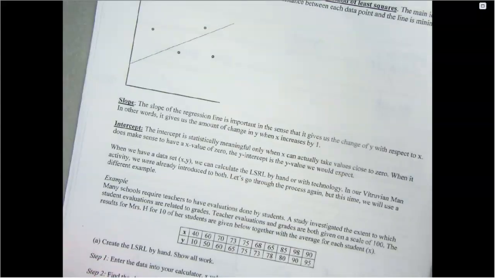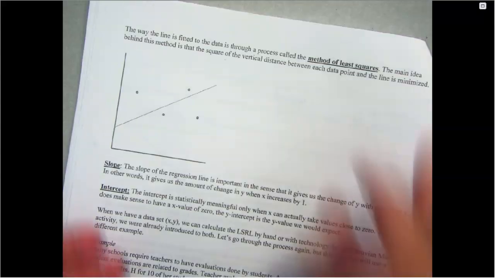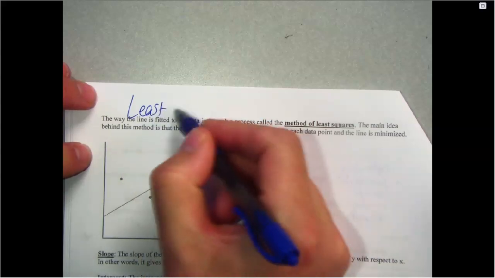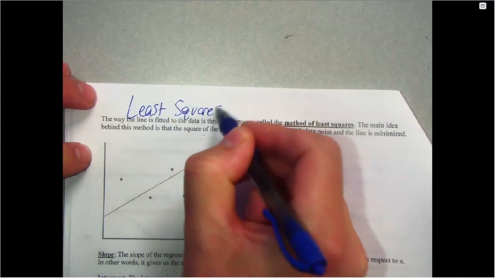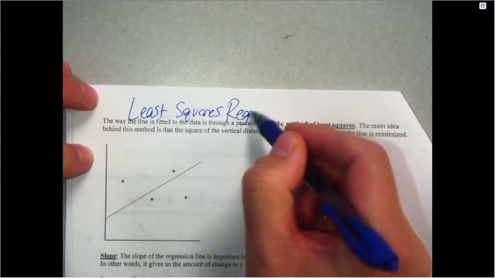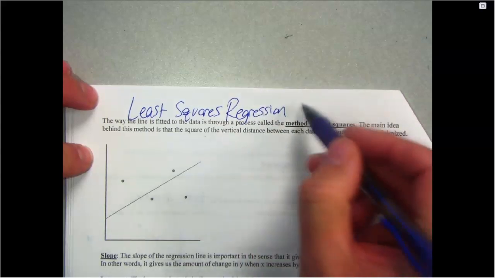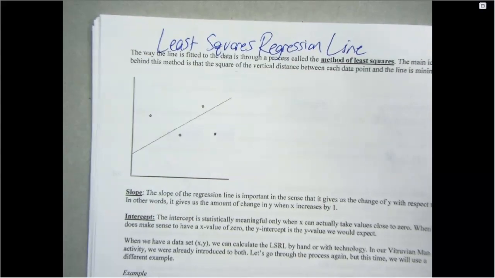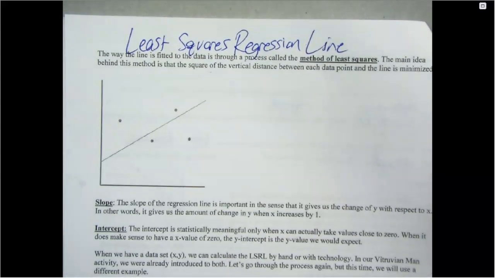So the way that this is created, this is called the least squares regression line. And it just happens, your calculator does it. If we were to do the calculations by hand, which we never will, we would do this too. It just comes out in the way that you calculate it.